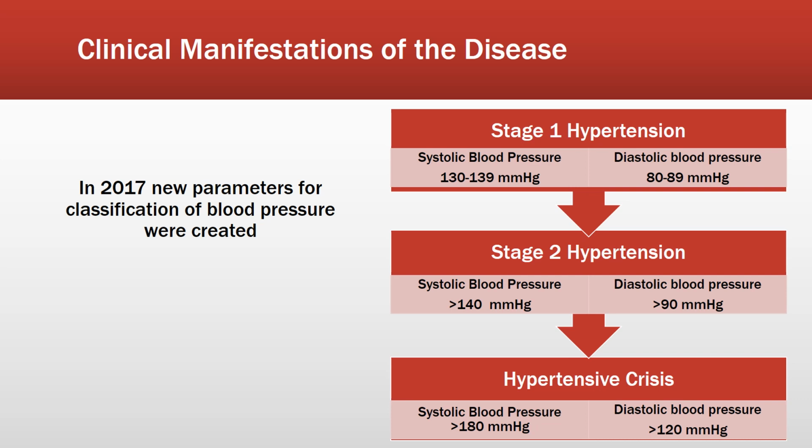In 2017, new parameters for classification of blood pressure were created. Stage 1 hypertension is systolic blood pressure of 130 to 139 and diastolic of 80 to 89. Stage 2 hypertension is a systolic pressure of 140 or higher and diastolic pressure of 90 or higher. In hypertensive crisis, the systolic blood pressure is over 180 and diastolic blood pressure is over 120.